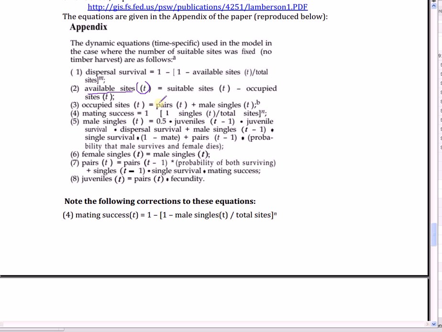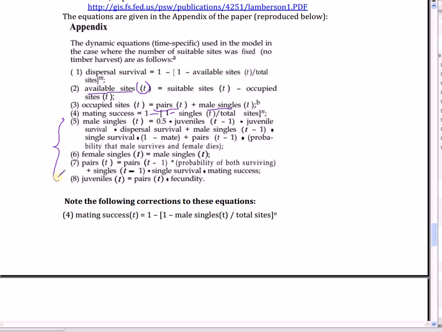The occupied sites can either be occupied by a pair or by a male single. There's a problem with this equation. This should be 1 minus here and 1 minus here. This is similar. Mating success is computed as 1 minus the probability of mating failure. This term here is the probability that a female owl will fail to find a male. And then we have these equations here.